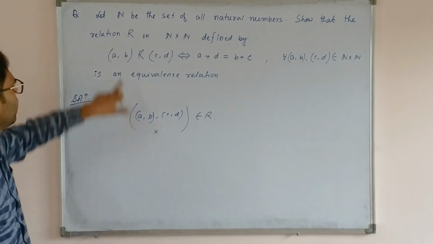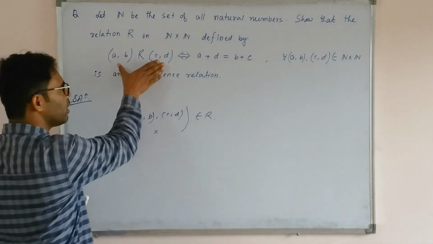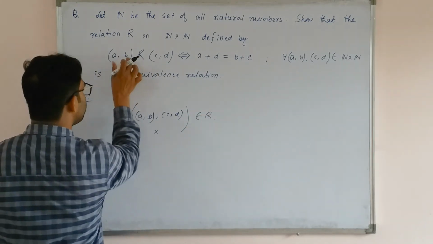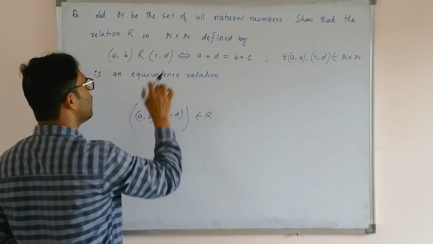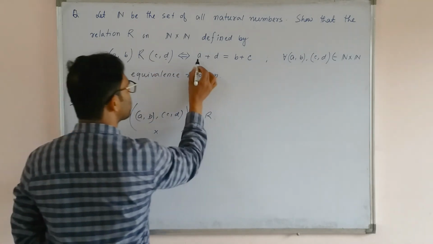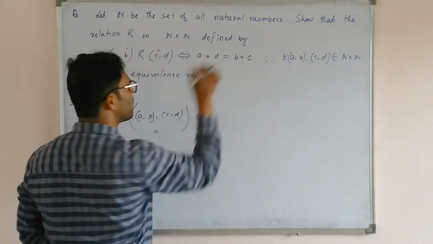Here the relation is defined in this way: if the ordered pair (a, b) is R-related to the ordered pair (c, d), then the sum of the first and the last component is equal to the sum of the second and third component.